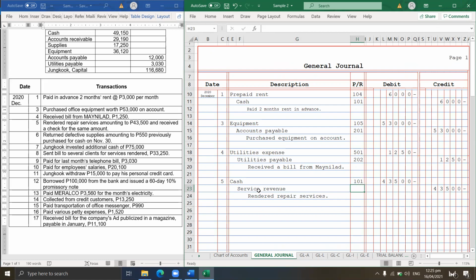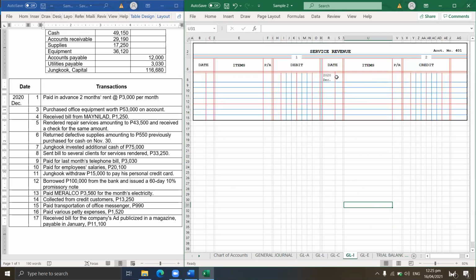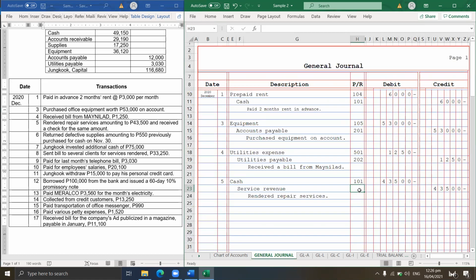Then dumako tayo sa service revenue. So credit 43,500. Okay, so that's on December 5. Leave items as blank. Then PR natin is still GJ1 and then the amount was 43,500. Okay, so after posting, we proceed again to the journal with the account number of 401 for the service revenue. So we have 401. So we're done with the December 5, no, na transaction.